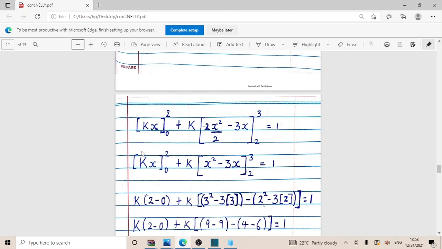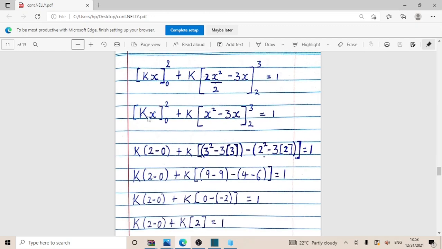Now with this, the kx still remains the same. The 2 is going to cancel with this 2, and then I'm going to remain with a plain x squared, then minus 3x, then I put it in square brackets, the limits 2 to 3, which is equal to 1. So after doing that, remember with this I start with the upper limit, so this 2 is going to enter the x, and it's going to be 2, then minus the lower limit, which is 0. So this 0 enters this, which is going to be 2 minus 0, and the k is going to go outside. So k brackets x squared minus 3x, square bracket having lower limit 2 and upper limit 3.